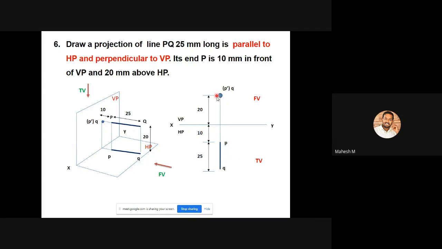So next you have to name this front view. So this front view name is actually, here we are having 2 points. One is P dash and also Q dash. So of the 2 points, compulsorily one point will come inside the bracket.